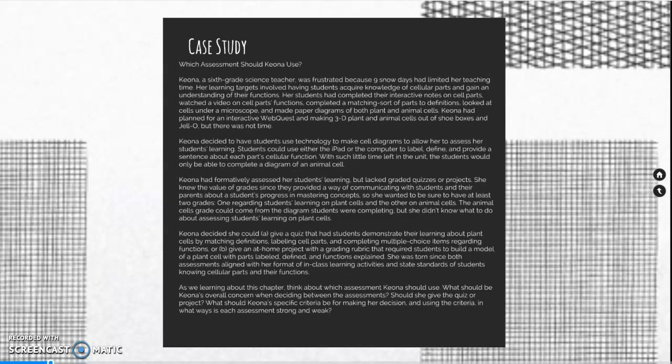Kiona decided she could A. give a quiz that had students demonstrate their learning about plant cells by matching definitions, labeling cell parts, and completing multiple choice items regarding functions, or B. give an at-home project with a grading rubric that requires students to build a model of a plant cell with parts labeled, defined, and functions explained. She was torn since both assessments aligned with her format of in-class learning activities and state standards of students knowing cellular parts and their functions.